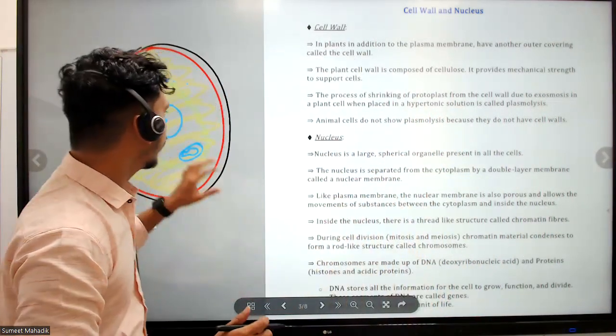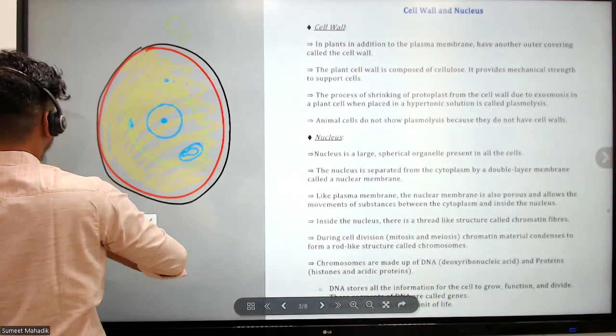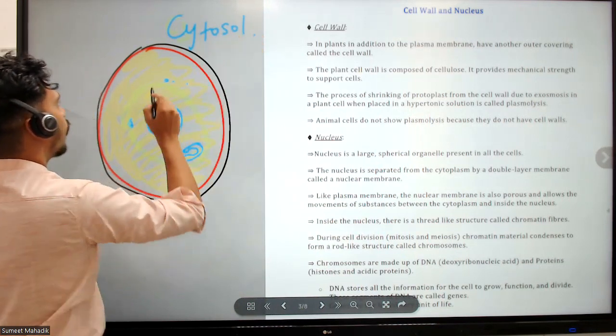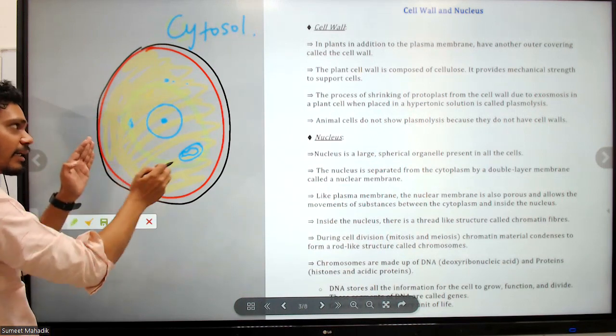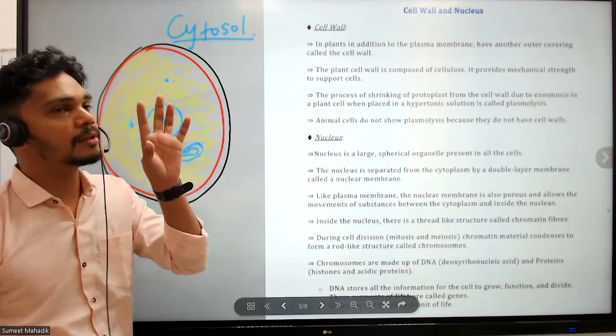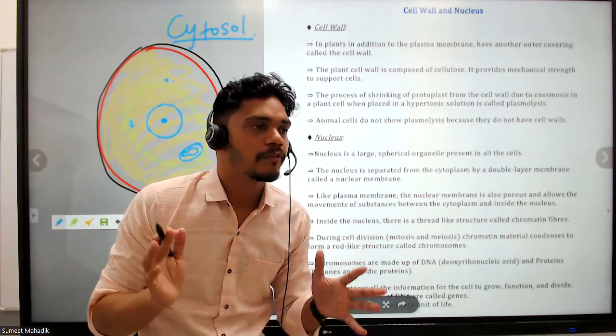In case of the cell, cytosol is there. What is the name? Cytosol. Now, what is this? Cytoplasm. But inside the cytoplasm, a very liquid, matrix-like structure is there, that is called cytosol, which is responsible for keeping the organelles together. This point is clear? Very good.